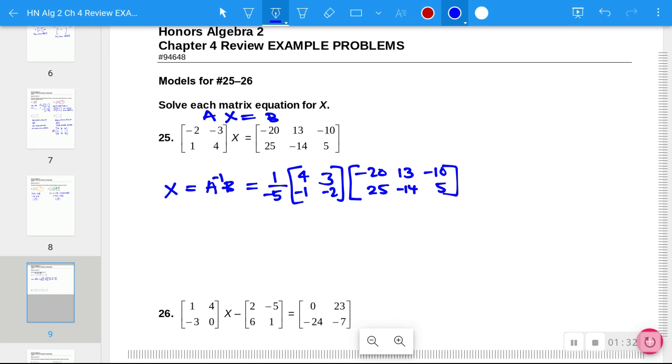Okay, when you multiply these two matrices, I'll show you part of it in a minute. You get -5, 10, -25. I'll show you how I get a few of these numbers later. -30, 15, and 0.